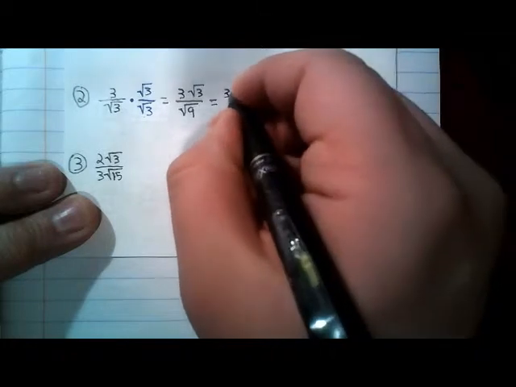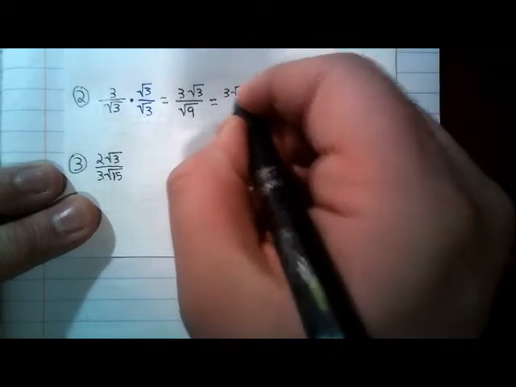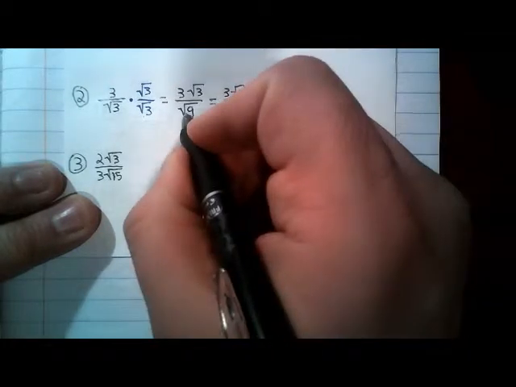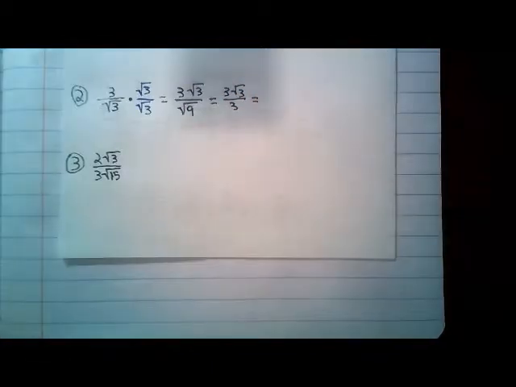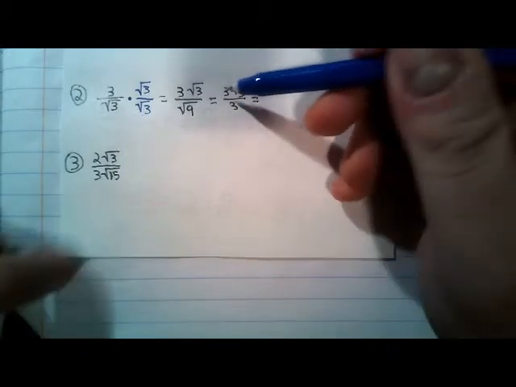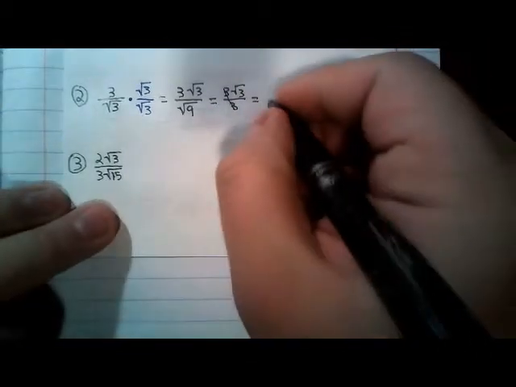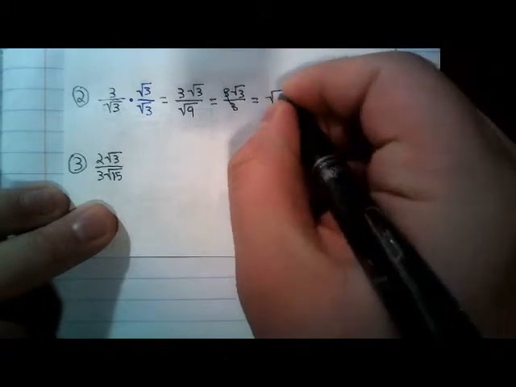So then I have 3 square root of 3 over the square root of 9, which is 3. And then you can see that when I simplify again, 3 over 3 is 1. So I have the square root of 3 as my answer.